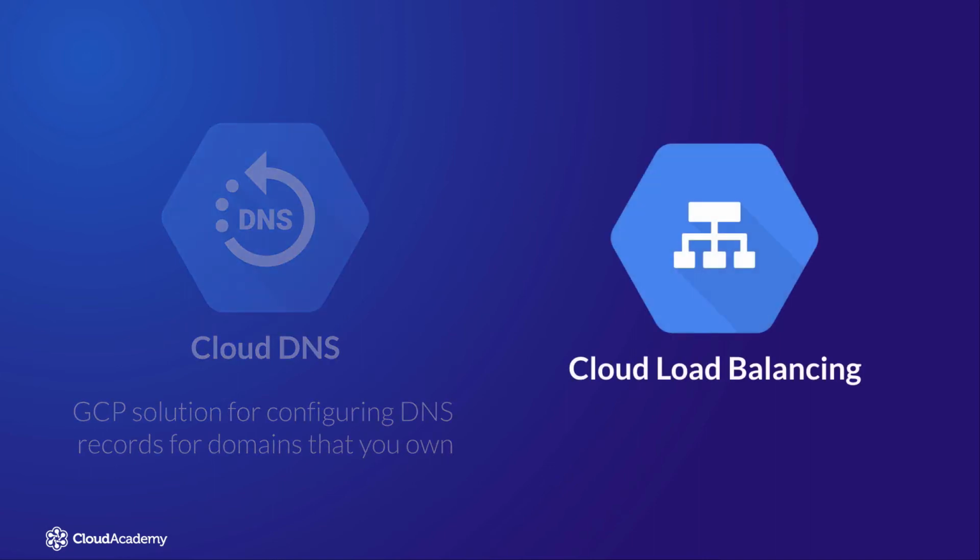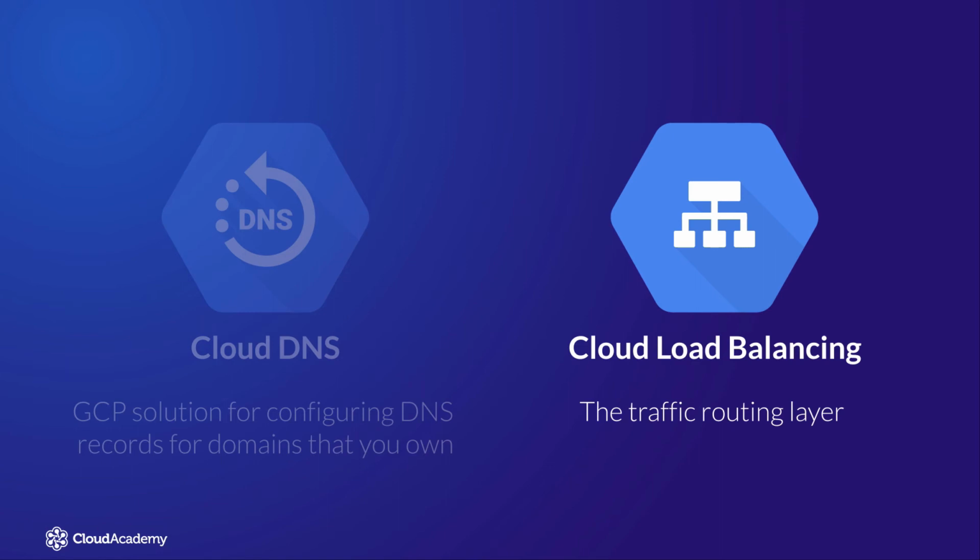GCP Cloud Load Balancing is the traffic routing layer. Now, there are many types of GCP load balancers to serve different use cases, such as internal traffic, external internet-facing traffic, SSL offloading, HTTP requests, TCP/UDP requests. Both Cloud DNS and load balancing, we're going to cover in more depth in their own lessons, but that's just the basics for those two.